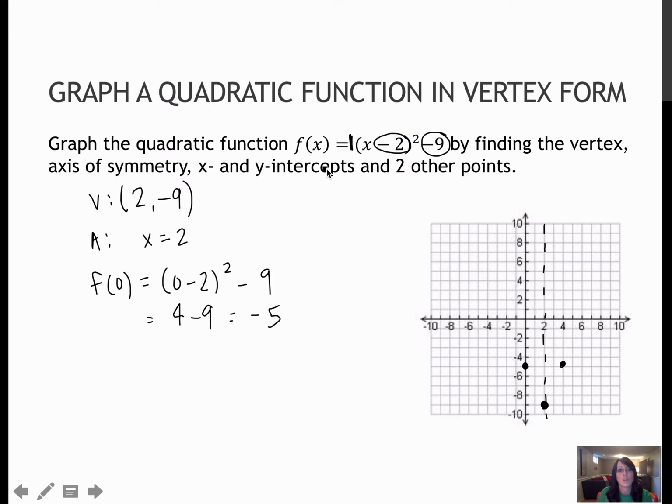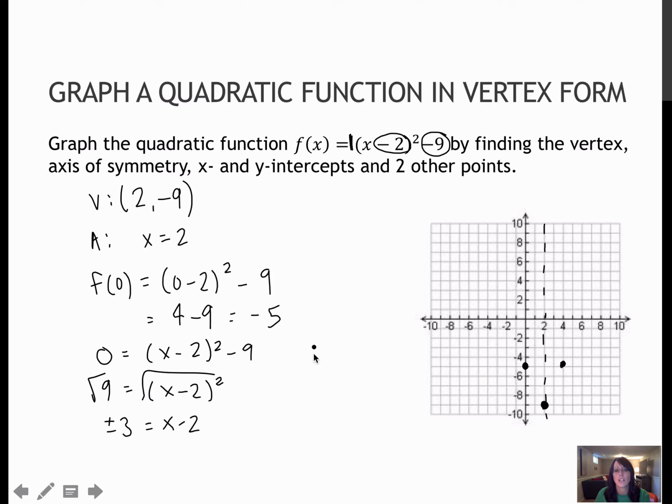And then I'm going to find the x-intercepts. So I'm going to say 0 equals (x minus 2) quantity squared minus 9. Easiest way here is to add that 9 to each side, which gives me the square root of everything, which would be plus or minus 3 equals x minus 2. To find those 2 points, I would say x minus 2 equals 3, and x minus 2 equals negative 3.